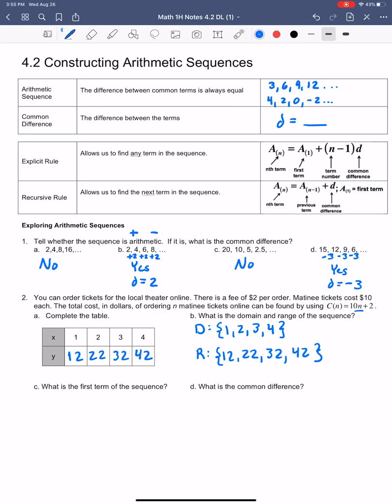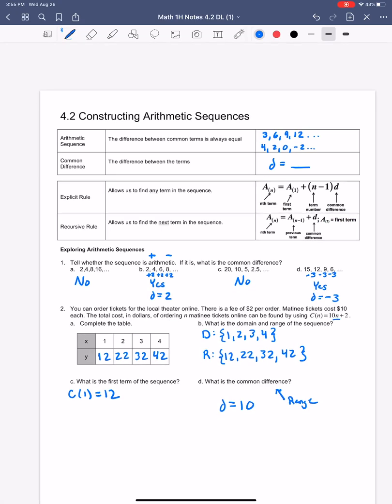What's the first term of the sequence? So in this case, they're using C, so I'm going to put C1, the first term. Well, that's going to be 12 because we're looking at our outputs there. And what's the common difference? When they're asking for the common difference, they want you to look at the range here. So as you can see from our range, it looks like we're adding 10 each time, right? Adding 10, adding 10, adding 10. So our common difference, the D value, is going to be positive 10.